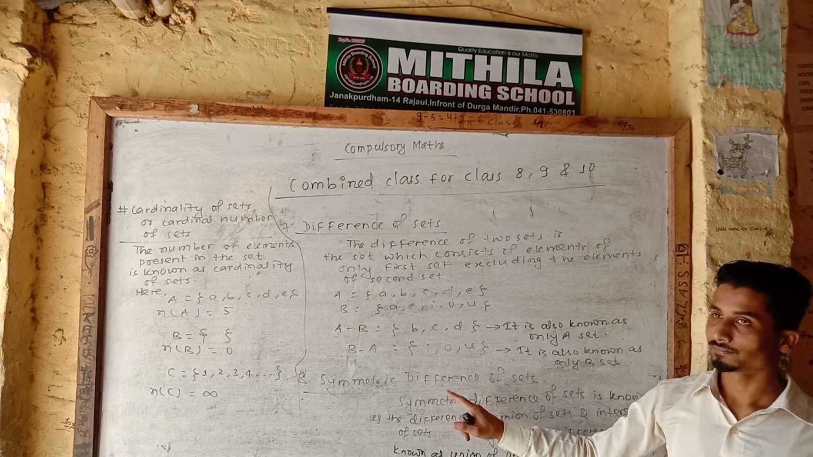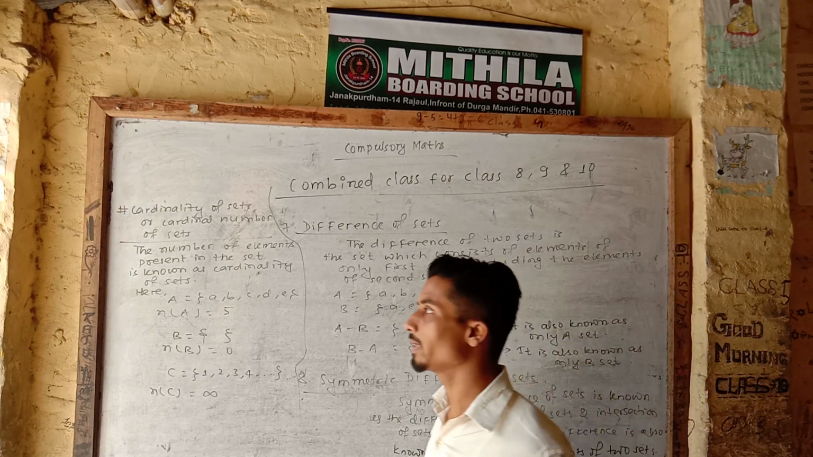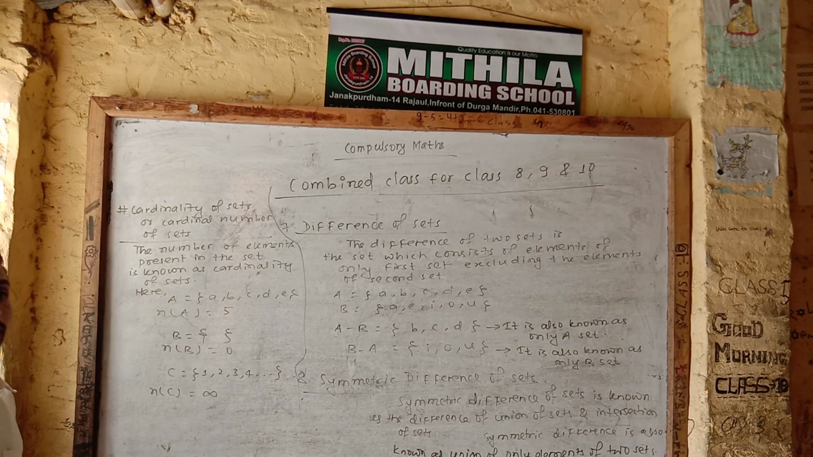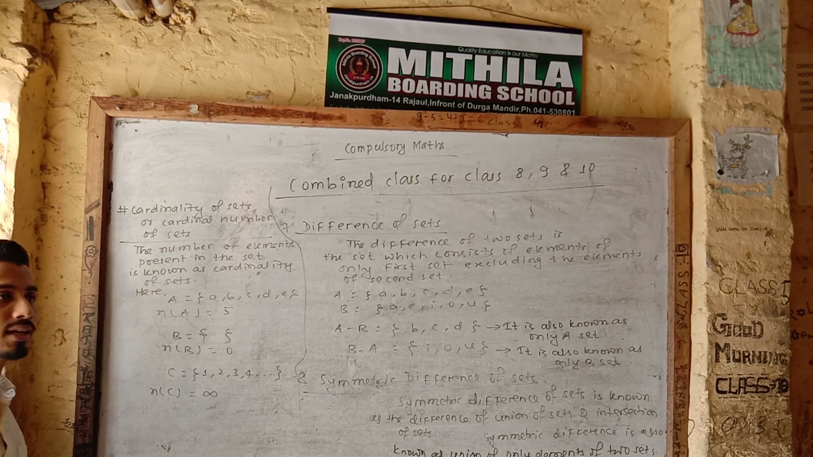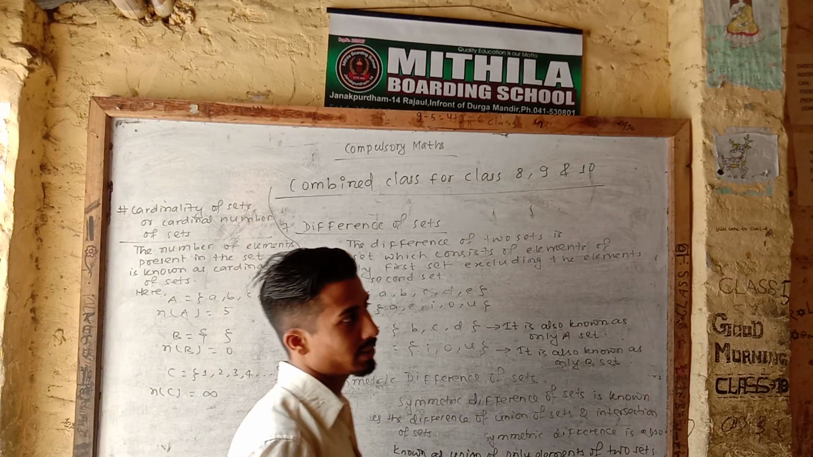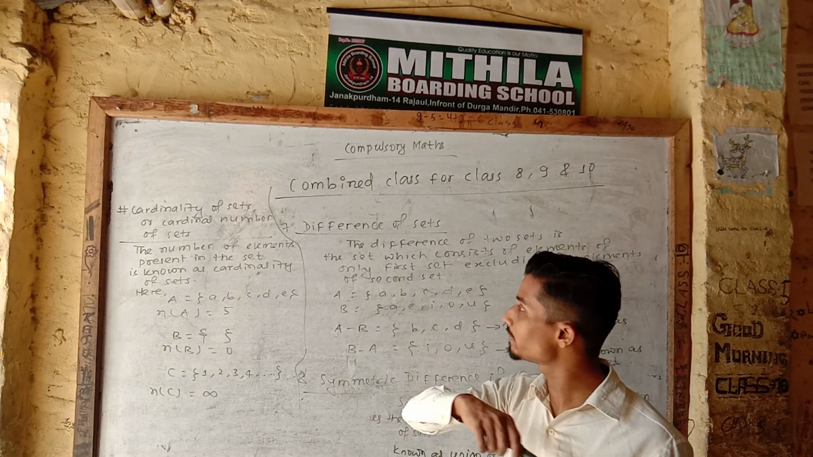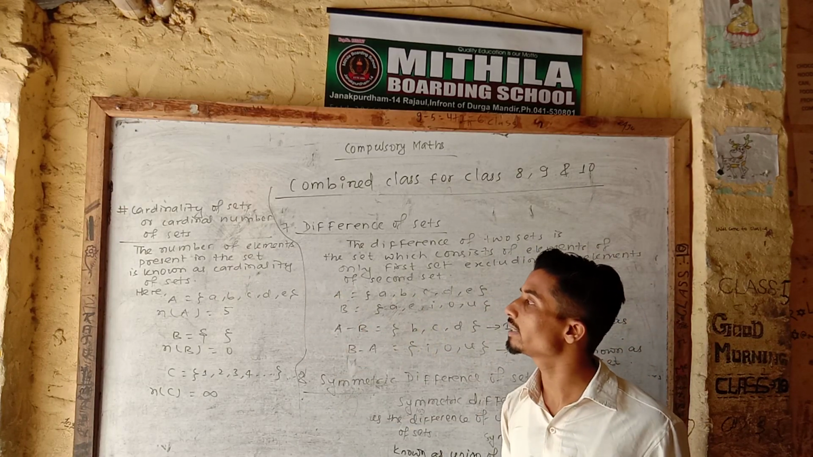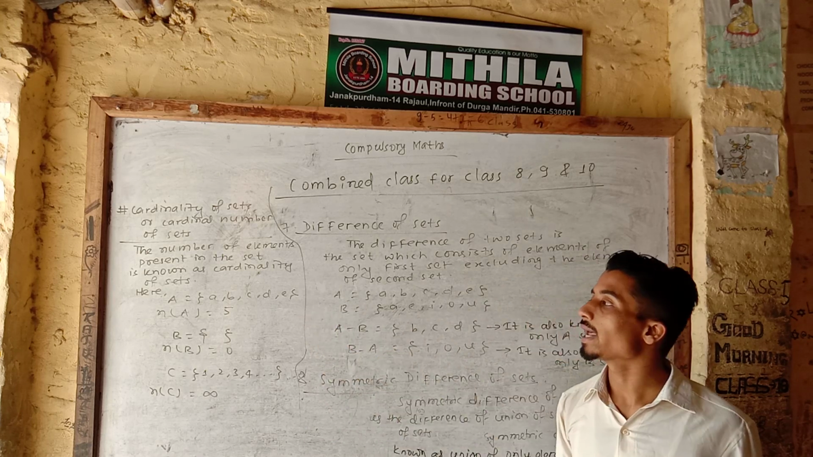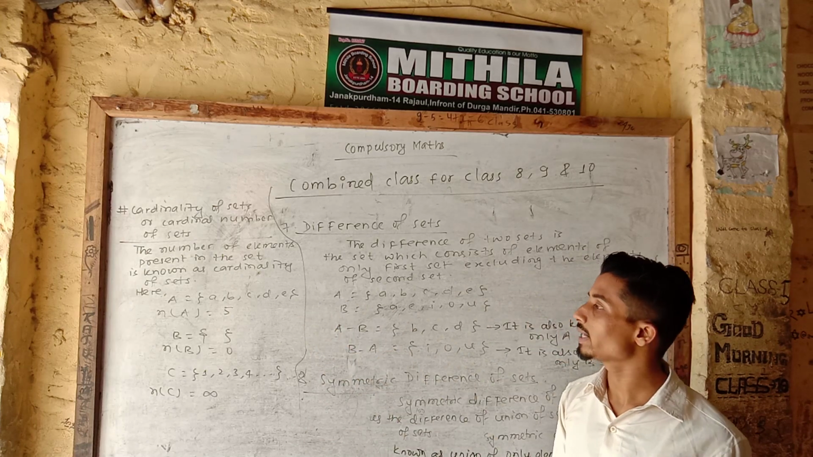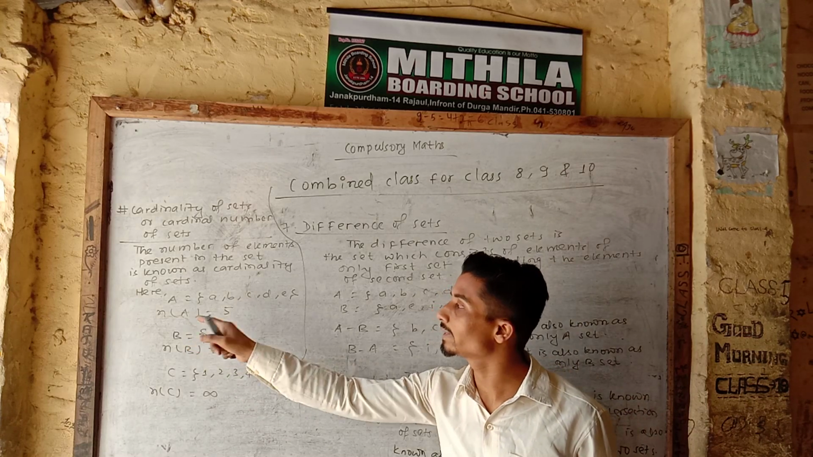Now the most important topic for the mathematical calculations of problems in the set chapter is the cardinality of sets. Cardinality of a set means the number of elements present in the set. Whatever number of elements are present in any set is termed the cardinality of the set, and it is denoted as n of that set.